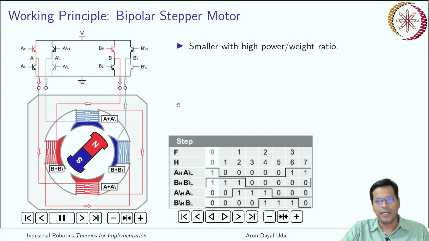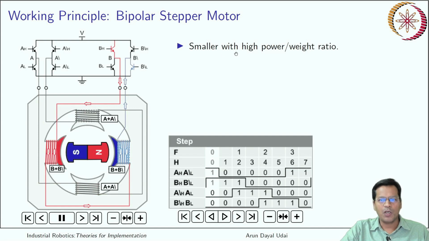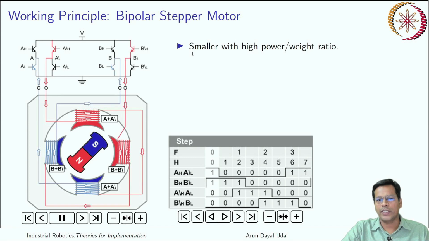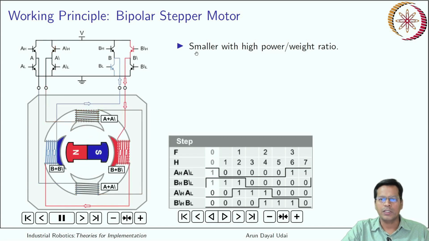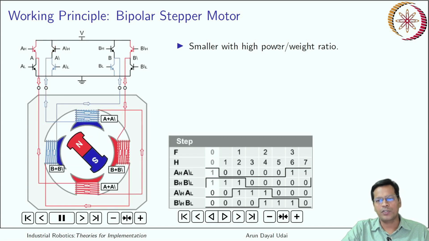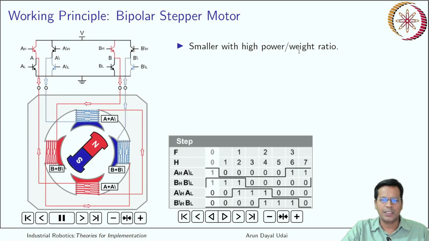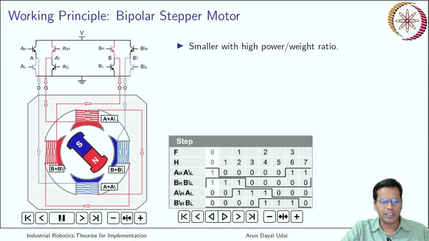This is again very small in size, with a very high power to weight ratio as compared to a similar sized unipolar motor. So this is the truth table for this. Let me pause this one to show you the truth table.